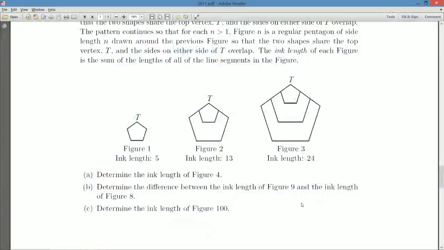So let's take a look at part C, which is the last part in this question. Determine the ink length of figure 100. Okay. So let's think here. How would we figure out the ink length of figure 100? We certainly can't draw it and count it all out. But maybe we can find a general formula for the ink length of figure n. So how about we try that, and then we can just plug in n is equal to 100.